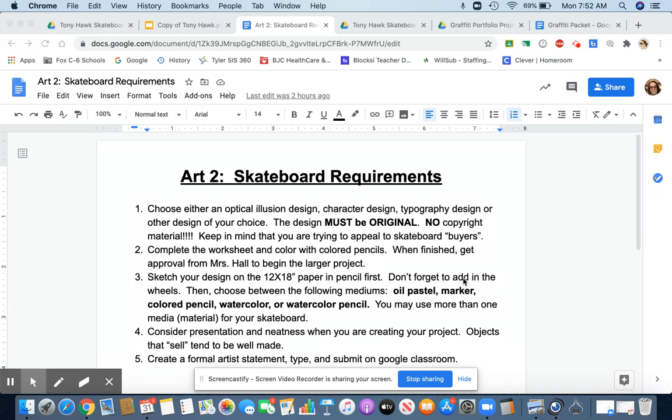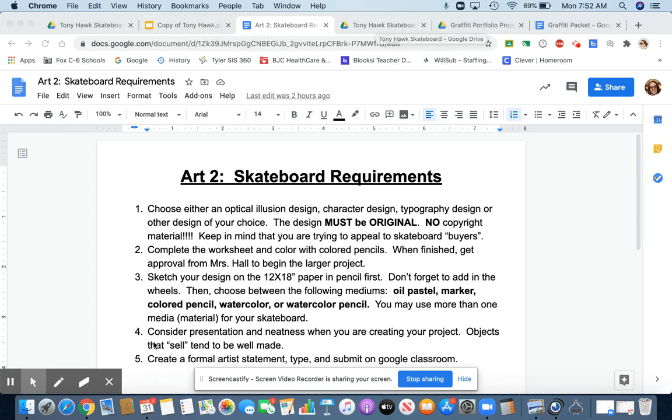Now, if for whatever reason you are at home on the day that you finish your sketch worksheet, you can make the best decision that you can, or if you want to take a picture of your sketch worksheet, you could do that and email it to me. But if you are not in class that day, I will not make you check with me. It's just that most of the time in class, I do have students check with me before they go to the bigger project.